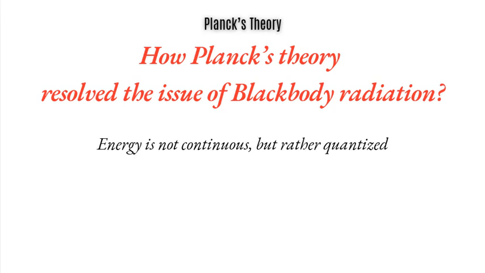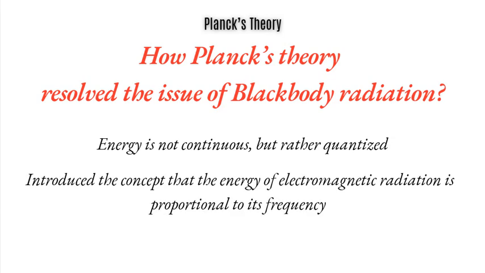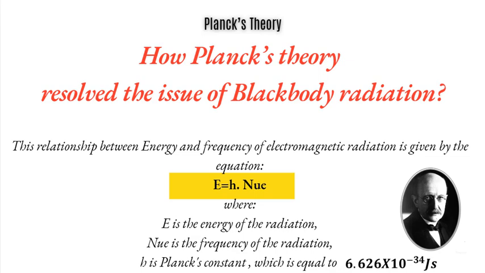In 1900, Max Planck proposed a revolutionary idea to solve this problem. He suggested that energy is not continuous, but rather quantized. This means that energy can only be emitted or absorbed in discrete amounts called quanta. Planck introduced the concept that energy of electromagnetic radiation is proportional to its frequency. This relationship is given by the equation E = hν, where E is the energy of the radiation, ν is the frequency of the radiation, and h is Planck's constant, which is equal to 6.626 × 10^-34 joule seconds.